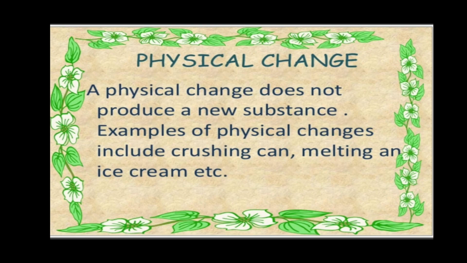Now, physical changes. What are physical changes? A change in which no new substance is formed. For example, crushing of a can, melting of ice cream. This can be explained like this: when we switch on an electric bulb, it starts glowing, and when we switch it off, it stops glowing. This means no new substance is formed during this process, and we can get the bulb back in its original condition after switching it off. So this is an example of a physical change.